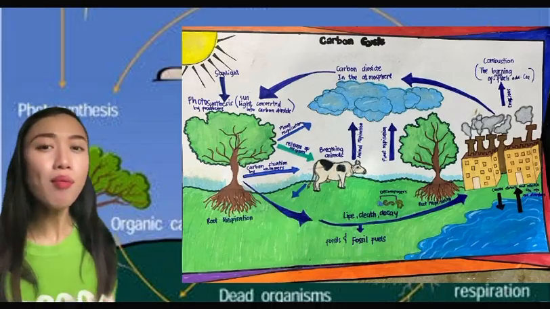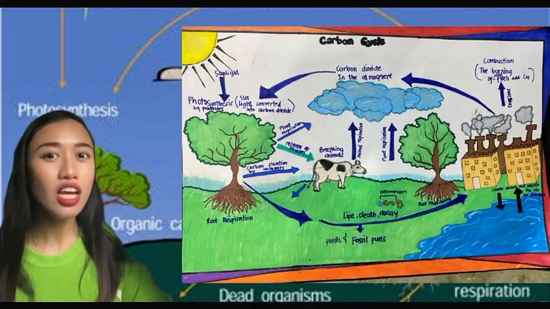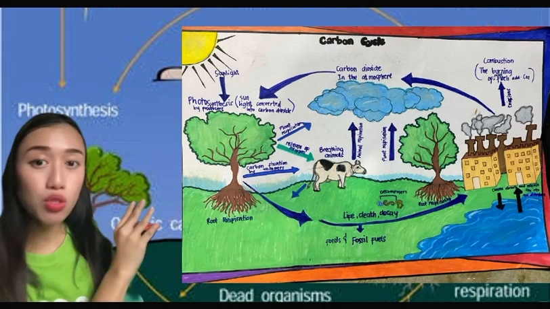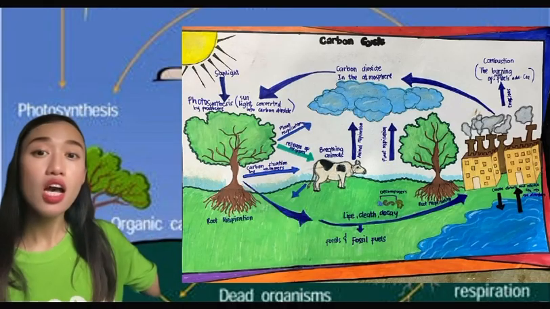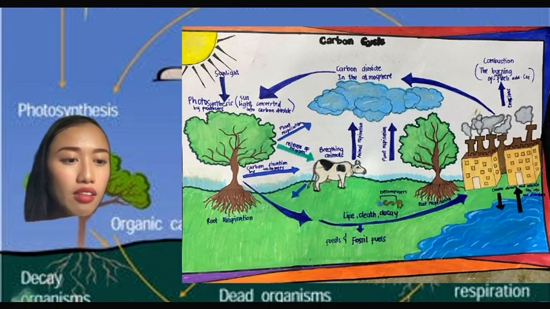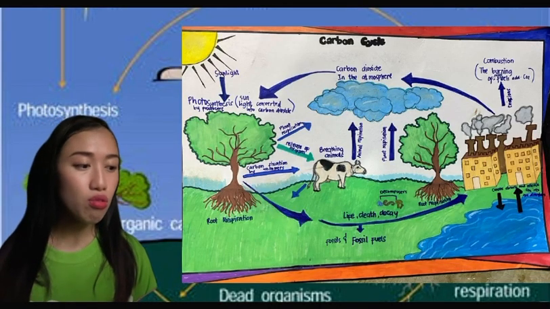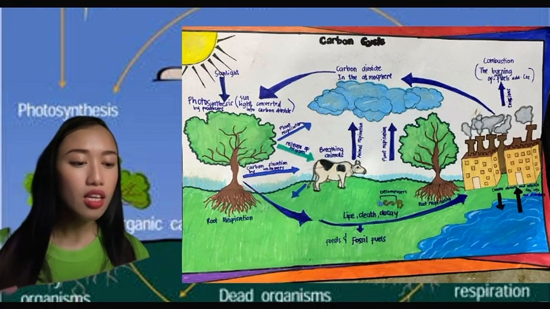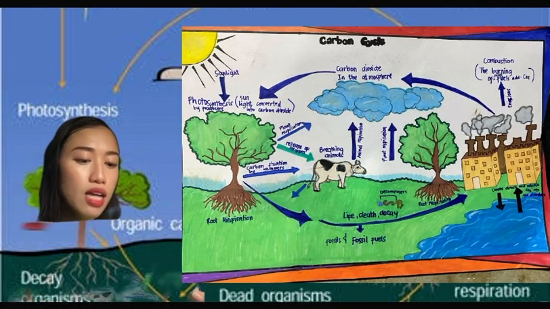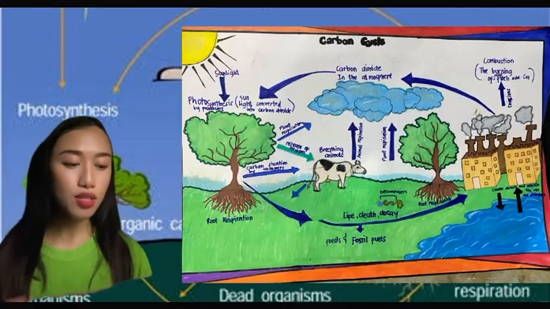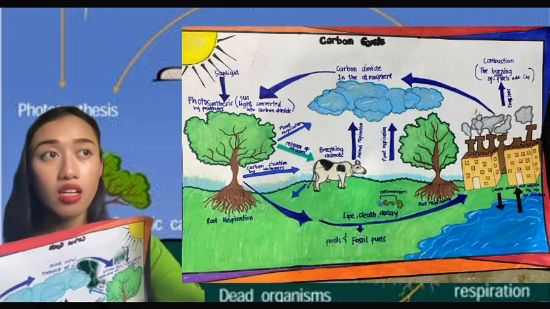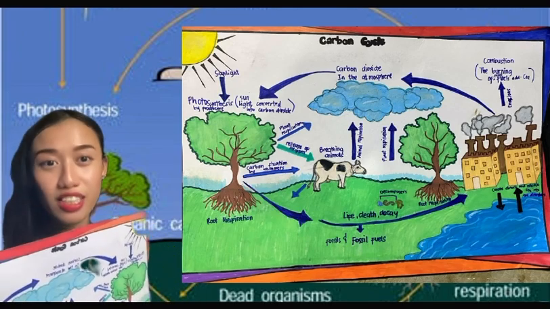Now, the carbon cycle doesn't just take place on the Earth's surface. It also takes place in the ocean. The ocean absorbs and releases carbon into the atmosphere. Phytoplankton use CO2 for photosynthesis in the ocean, converting it into organic matter that moves up the food chain inside the ocean. That's how carbon moves through the carbon cycle in the ocean.